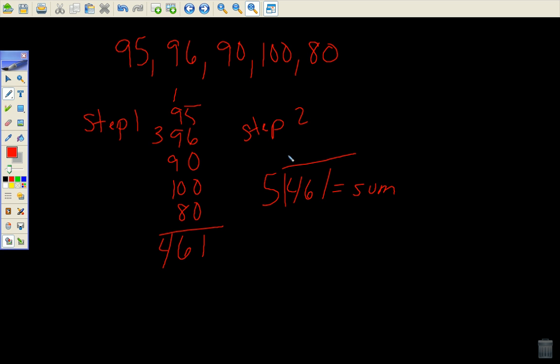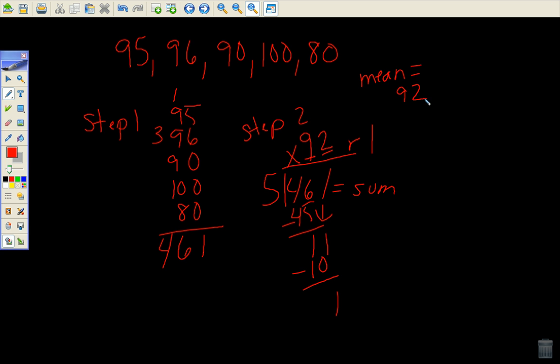So 5 cannot go into 4. It can go into 46, so I know I'm going to have a 2-digit quotient. 5 times 9 I know is 45, so I can subtract that and get 1. Bring down my other 1. 5 goes into 11 2 times. 2 times 5 is 10. I subtract, I have a remainder of 1. So I would say my mean is 92.